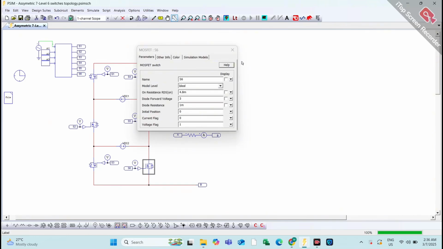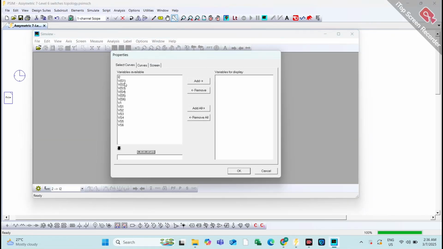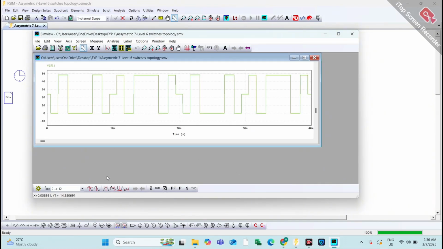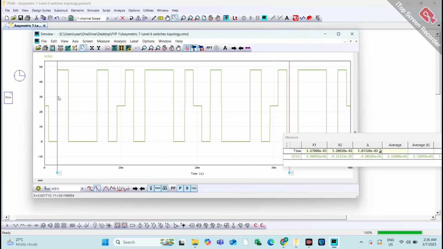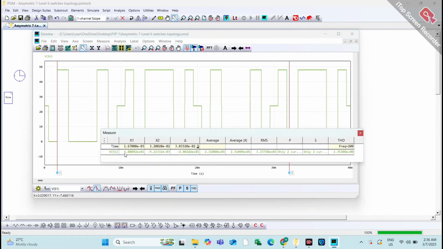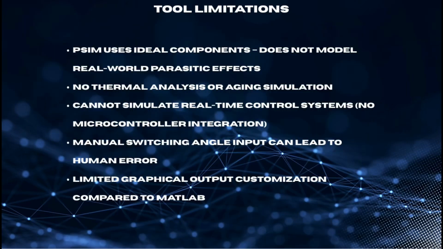Okay, now let's go to the voltage stress setup. For voltage stress analysis, I insert a value of 1 into each voltage flag connected to the switch. This allows me to monitor the voltage drop across each switch. We then record this value and use Excel to generate a voltage stress graph. It helps visualize how much voltage each switch handles during operation and assess the reliability of the design.